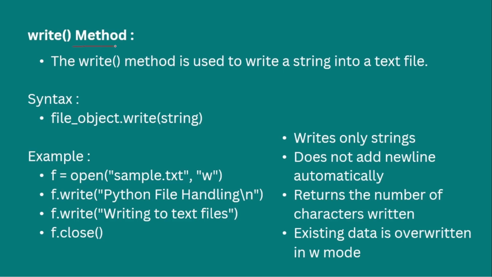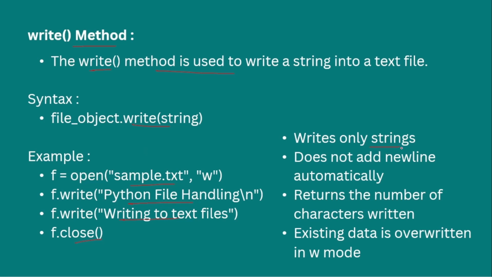So next is write method. Write method is used to write a string into a text file. So if you want to write a string to a text file, we make use of this write method. File object dot write string. So here is this example. So if you're opening sample.txt file in write mode, f.write is Python file handling with a new line character, f.write writing to text file, and then finally we are closing this file.